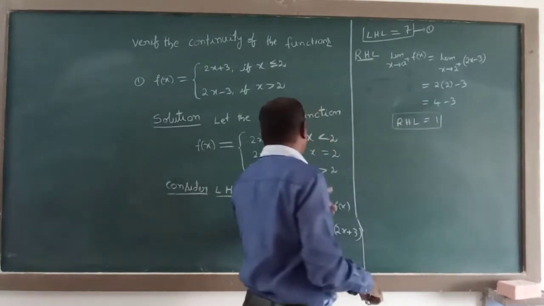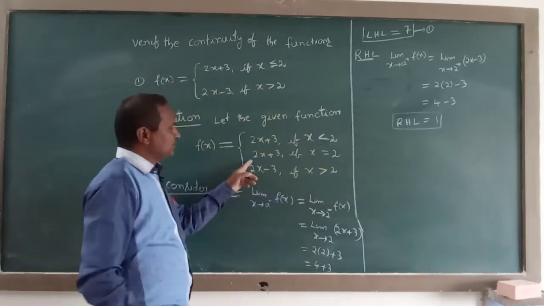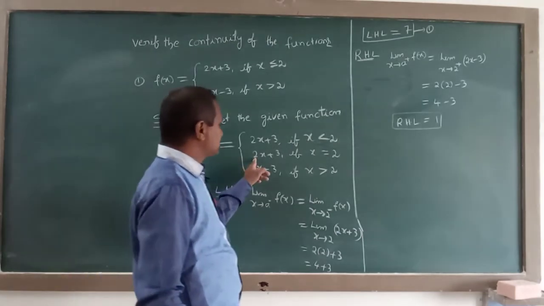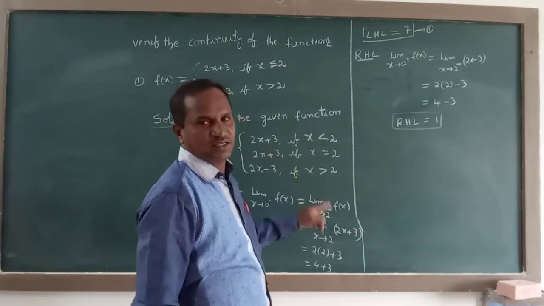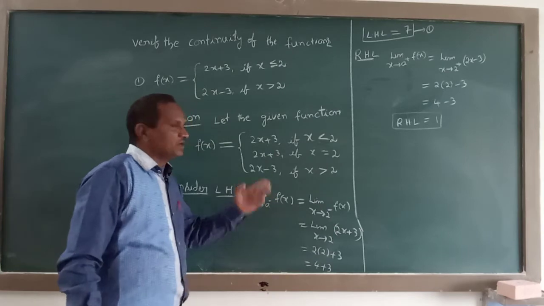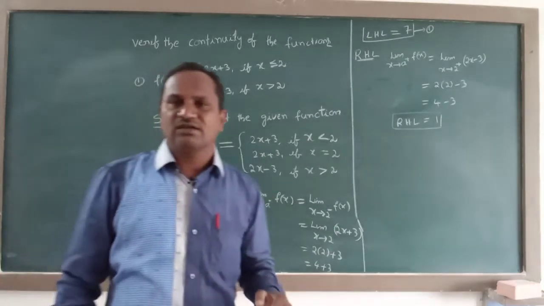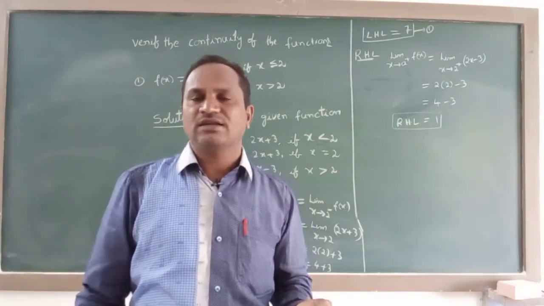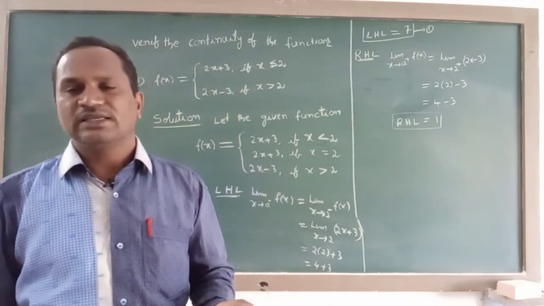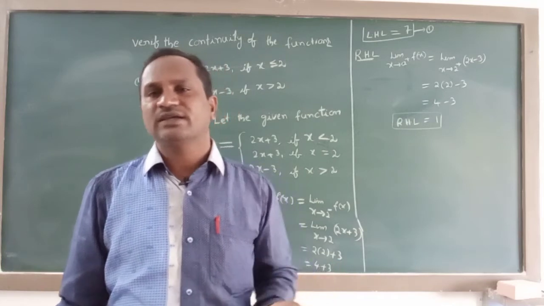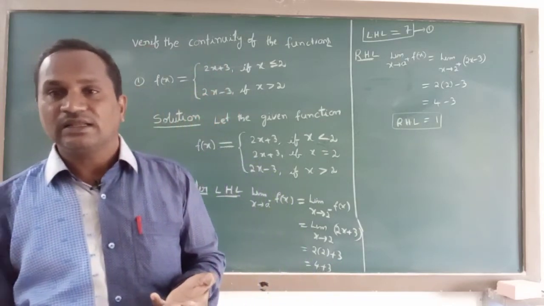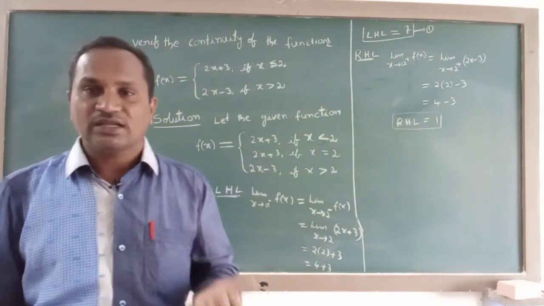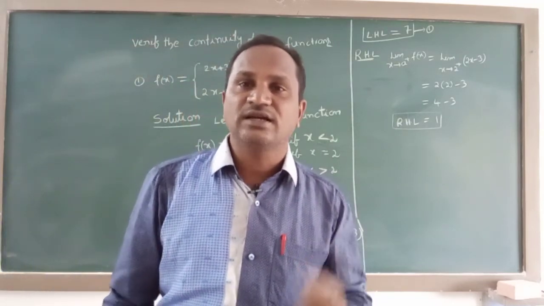But the function value, for the equal symbol, is f of 2. Substitute 2 here: 2 into 2 plus 3 is 7. The function value is equal to LHL, but it is not equal to RHL. So easily we can tell LHL is not equal to RHL. When these three are not equal, the given function f of x is not continuous. Not continuous means it is discontinuous.